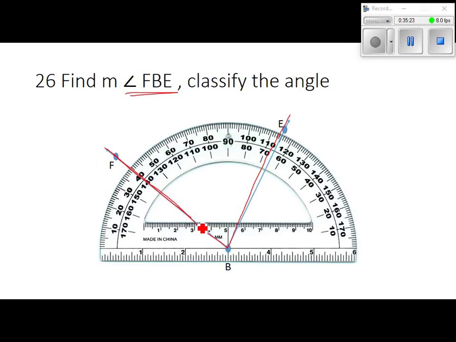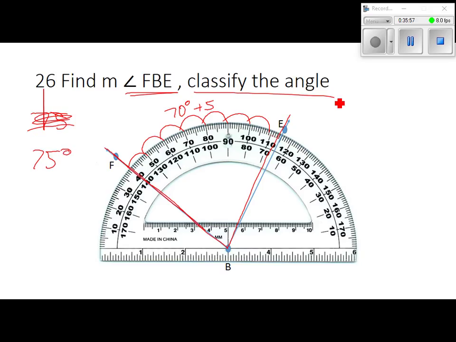Well, it doesn't start at 0, so we got to be careful. It doesn't come over here and go to 115. We start here and we go, okay, that's 10, that's 20, that's 30, that's 40, that's 50, that's 60, that's 70 to 110 right there. So we're at 70 degrees. Then we count spaces. 1, 2, 3, 4, and we're out here actually 5. So 70 plus 5. So the measure of that angle, 75 degrees. Then it also says to classify the angle. Acute, obtuse, or right. Well, a 75-degree angle is an acute angle. So those are your two answers.